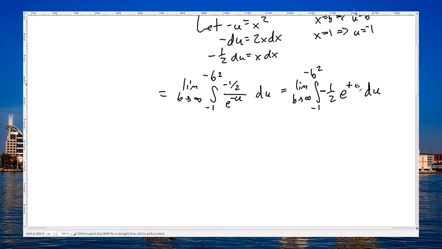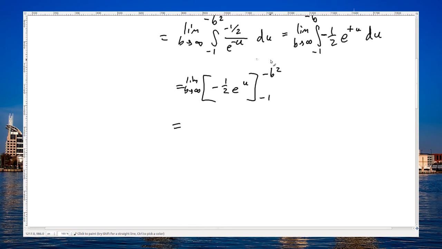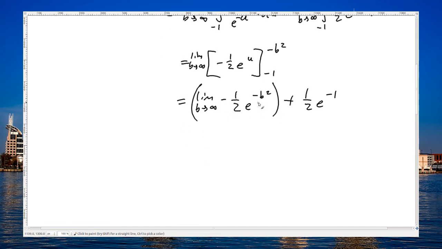Because now I have just e to the u du, that integrates to itself. Negative 1/2 e to the u from negative 1 to negative b squared, limit as b goes to infinity. And plug in the top. As b goes to infinity, negative 1/2 e to the negative b squared, minus a negative 1/2 e to the negative 1. Okay, so let's see.